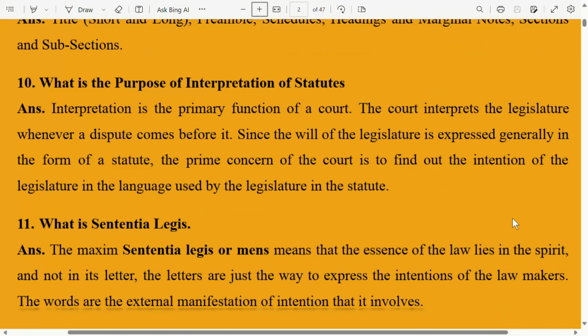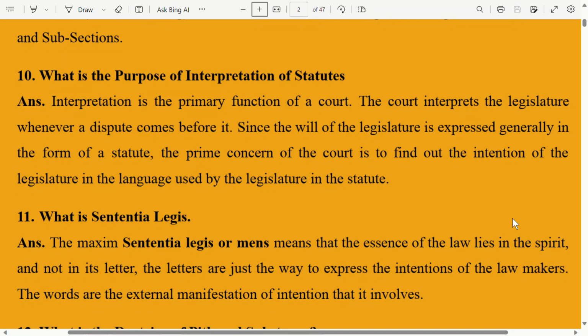What is the purpose of interpretation of statutes? Interpretation is the primary function of a court. The court interprets the legislature whenever a dispute comes before it. Since the will of the legislature is expressed generally in the form of a statute, the prime concern of the court is to find out the intention of the legislature in the language used by the legislature in the statute.